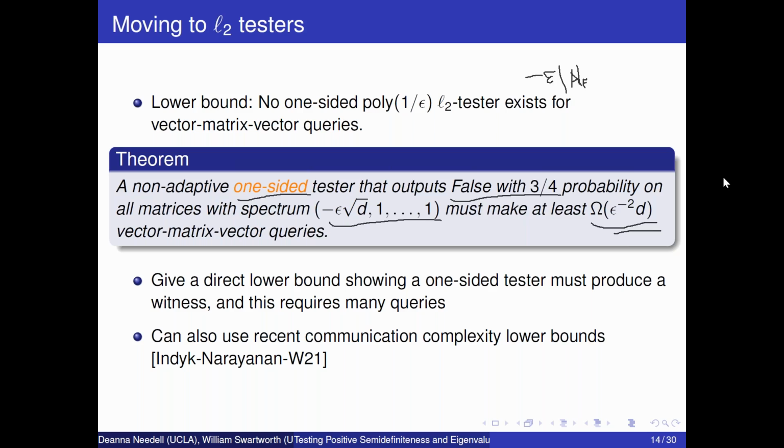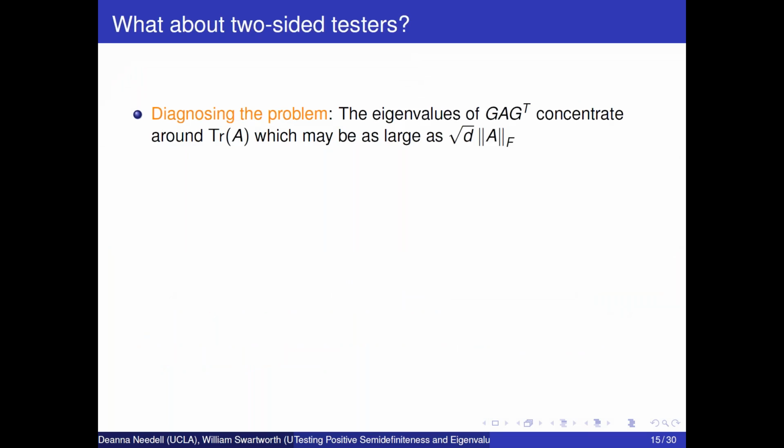We give different proofs of this lower bound. We give a direct proof and also a proof using ideas in communication complexity, if you're familiar with that area. But let me not get into lower bounds. We're probably here more excited about algorithms. So let me just say how we can get around this.